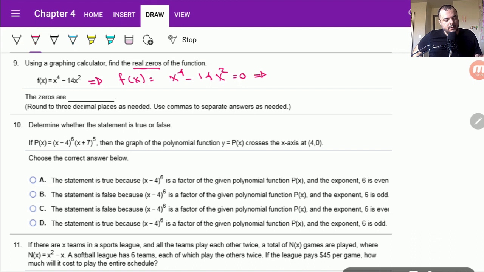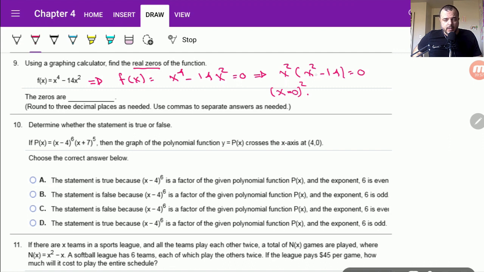Then pull x squared out. Right? Then we have x squared. So what is x squared actually? x squared is x minus 0 squared. So we have two zeros, or we have 0, that has a multiplicity of 2.